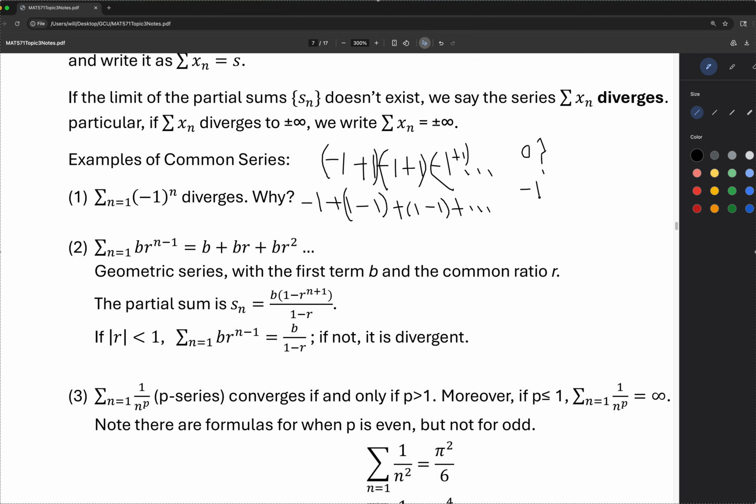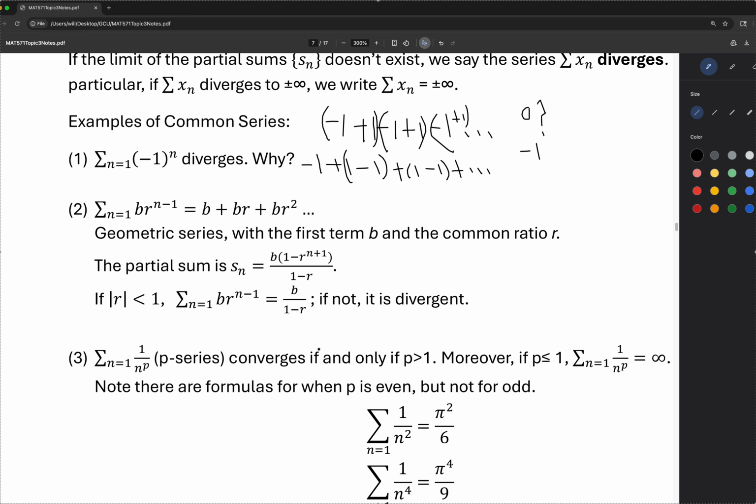And also I listed another two very common types of series, the geometric series and the so-called p series. The geometric series is convergent if the absolute value of the common ratio is less than 1, and then it converges to b over 1 minus r, where b is the first term and r is the common ratio.